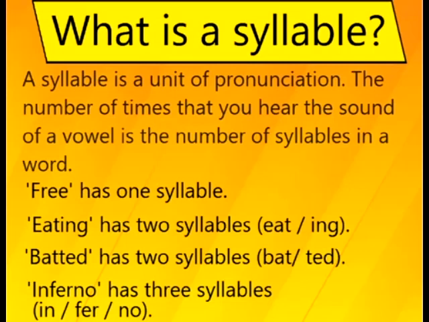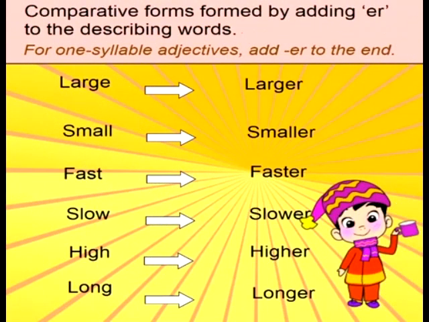The number of times that you hear the sound of a vowel is the number of syllables in a word. So remember, the number of times you hear the vowel. Free has one syllable, as you hear the vowel only once. Eating has two syllables. Batted has two syllables, so the way you say it will help you understand the number of syllables. Inferno has three syllables.